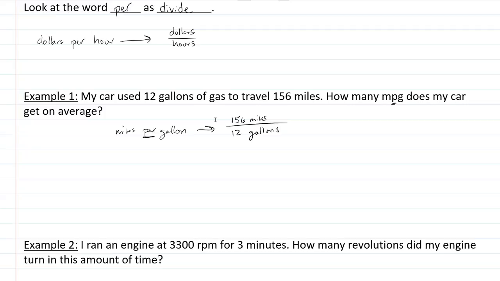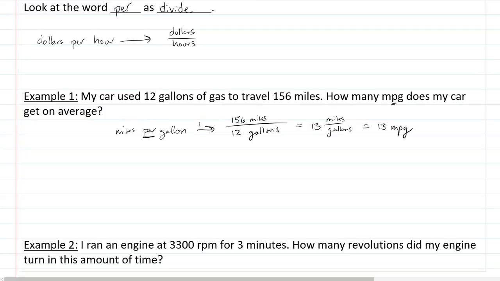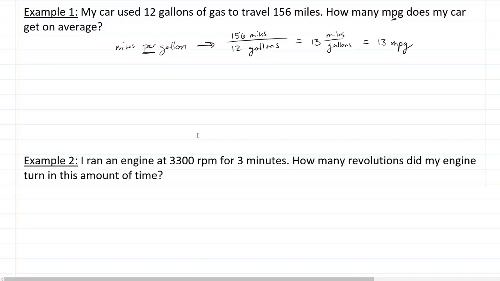When we end up doing this, 156 divided by 12 ends up being 13 miles over gallons. Miles over gallons is miles per gallon, or just 13 mpg. So my car gets 13 mpg. Let's look at another change of rate problem.